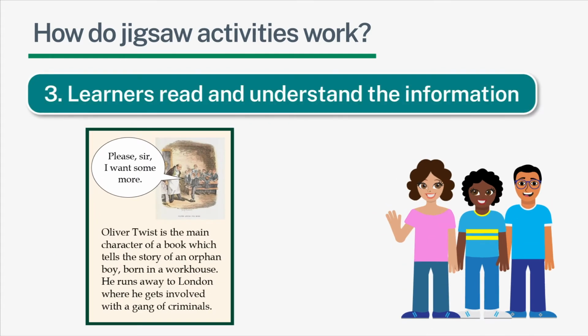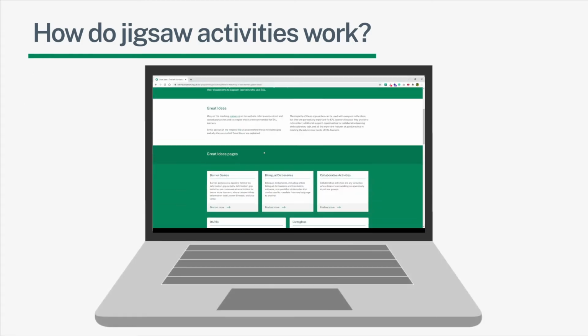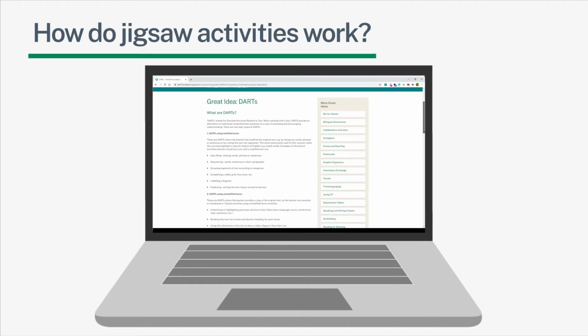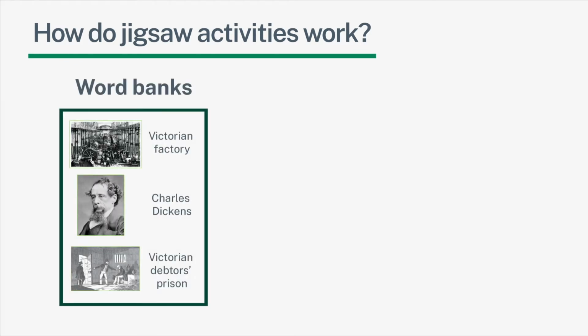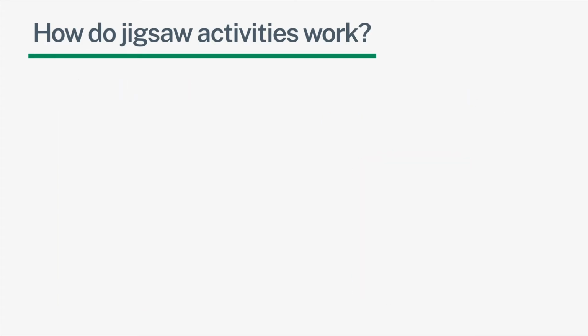Each group should then spend some time reading or listening and discussing and helping each other to understand the text or information. This is most effective when the text is accompanied by a task. For ideas to help with creating suitable reading tasks, you may want to visit the Great Ideas page on Darts, which looks at directed activities related to texts. At this stage of the Jigsaw activity, as pupils are making sense of the information in their text, word banks and dictionaries, including bilingual ones, may be useful to help learners understand key language.